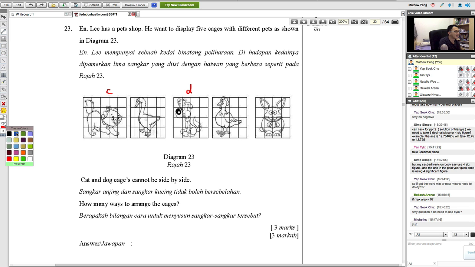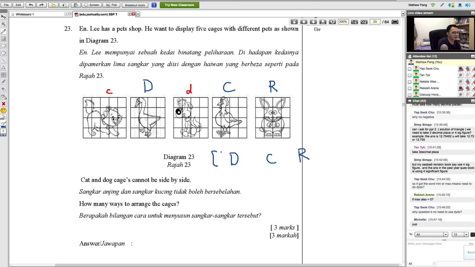Okay, and those who can, this one is a capital D, capital C, and this is rabbit, capital R. Okay, so there are a few ways you can solve this kind of question. I will teach you the easiest one first. If cat and dog cannot be side by side, I will assume this is D, this is C, this is R.